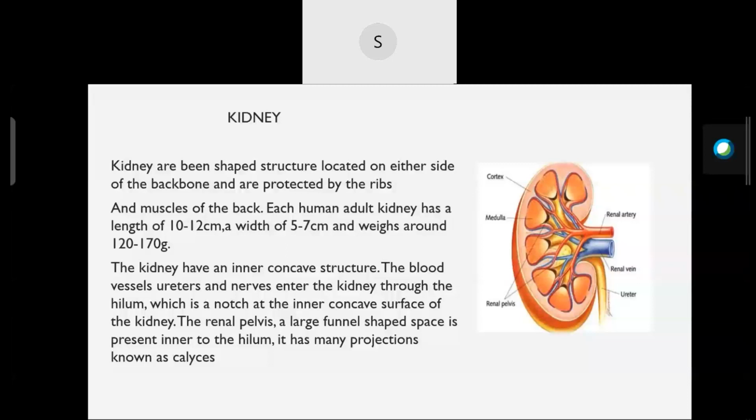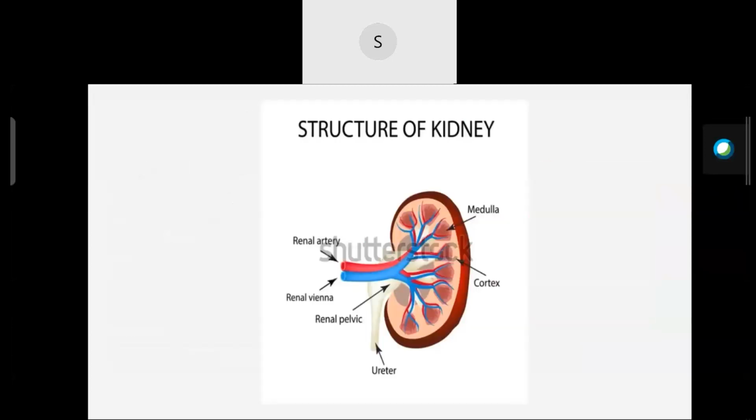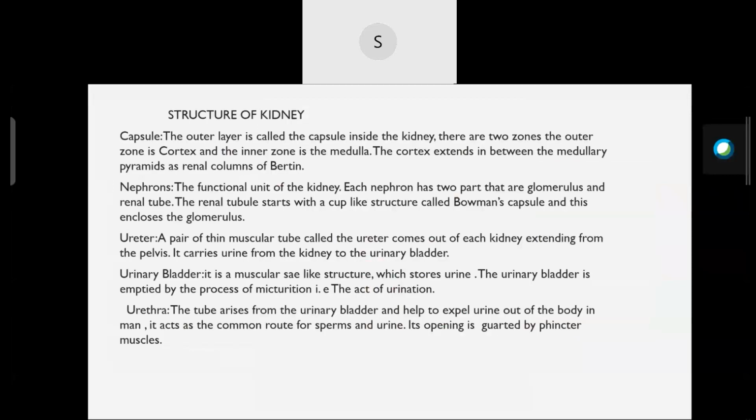The renal pelvis, a large funnel-shaped space, is present inner to the hilum. It has many projections known as calyces. And this is the diagram of the structure of the kidney. The outer layer is called the capsule. Inside the kidney there are two zones. The outer zone is the cortex and the inner zone is the medulla. The cortex extends in between the medullary pyramids as the renal columns of Bertin.